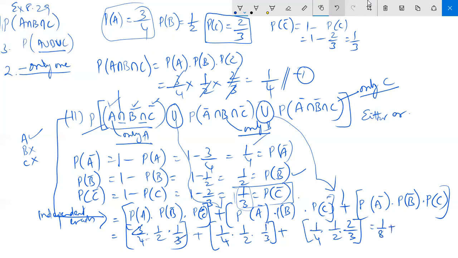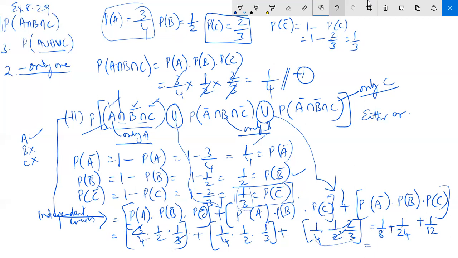Then 4 into 2, 8. 8 into 3, 24. 4. Okay. 2 and 2 will go. 4 into 3, 1 by 12. 1 by 12. Okay. Now you have to calculate this.